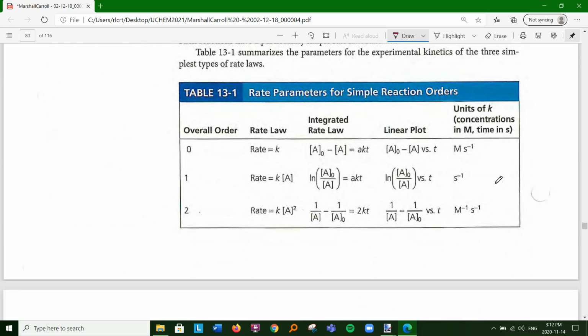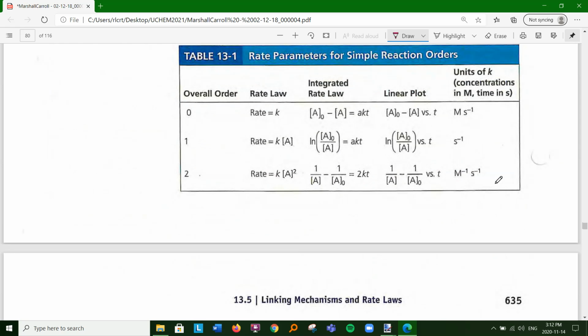Okay, then here's a nice table, 13.1, which talks about the rate laws, the overall orders, the integrated rate law, the plots, the units. So that's a good thing. Again, get rid of that lowercase a. That's annoying. And the 2 here.